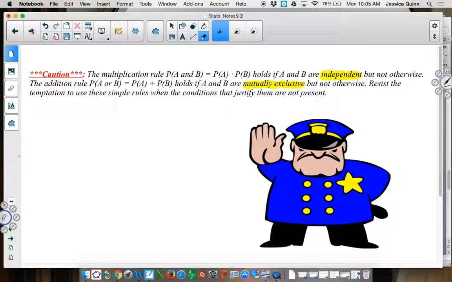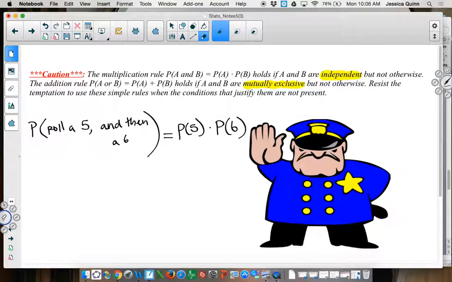Okay, so just a little reminder of a couple of things. The multiplication rule, the probability of A and B, holds if A and B are independent, but not otherwise. For example, what's the probability that I roll a 5 and then a 6? I roll a 5 once, I pick up that die, I roll a 6. Does my first roll have any impact on my second roll? No. So I can just say, what's the probability of rolling a 5? What's the probability of rolling a 6? And multiply them together, so 1 out of 6 times 1 out of 6, so 1 out of 36.